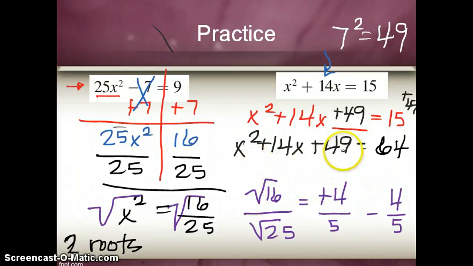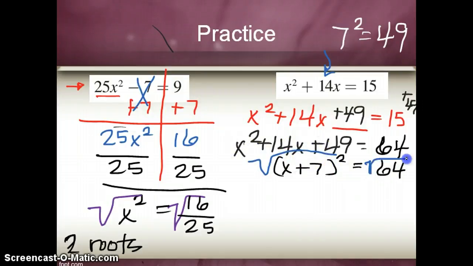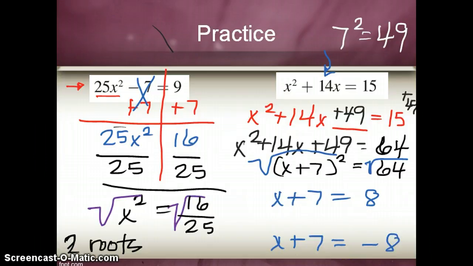Okay, so then on the left, what multiplies to 49 adds to 14? Well, I get x plus 7 squared. X plus 7 times x plus 7. Well, x plus 7. 7 plus 7 gives me 14. 7 times 7 gives me 49. So then I can take the square root of both sides because x plus 7 squared and 64 are perfect squares. So I get x plus 7 equals positive 8, and x plus 7 equals a negative 8. In order to do that, I subtract both sides. So I subtract and I get a positive 1. I subtract and I get a negative 15.